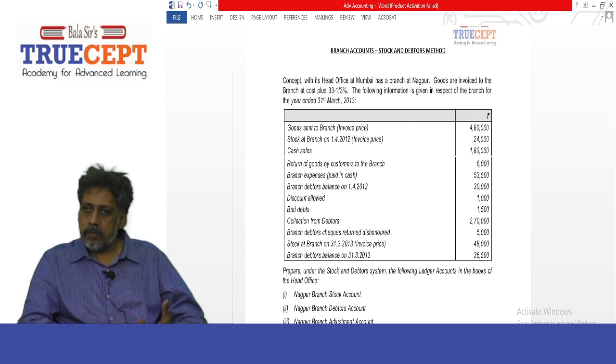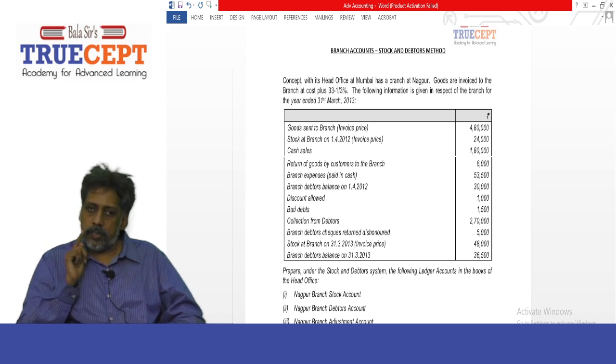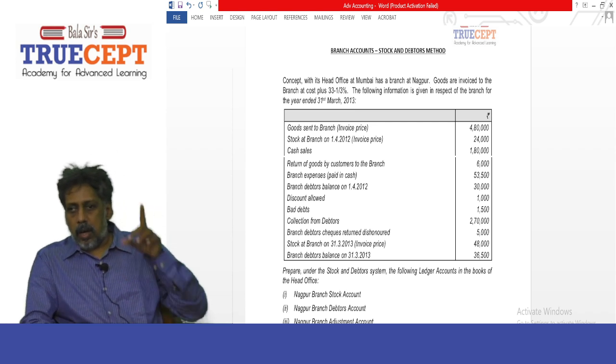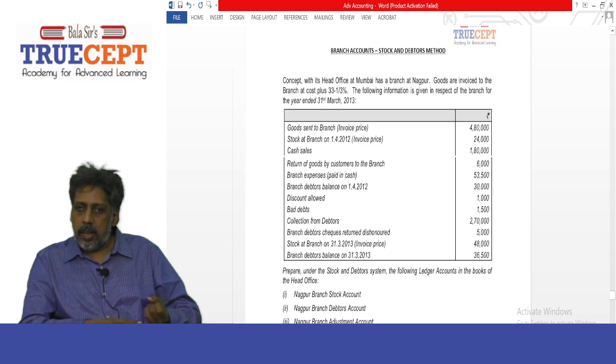Next, stock at branch on 31st March 2013 at invoice price 48,000. It is the stock at the branch at the year end, right? It is 48,000 at invoice price. Next, branch debtors balance on 31st March 2013, 36,500. Even the closing balance of branch debtors is given to you.